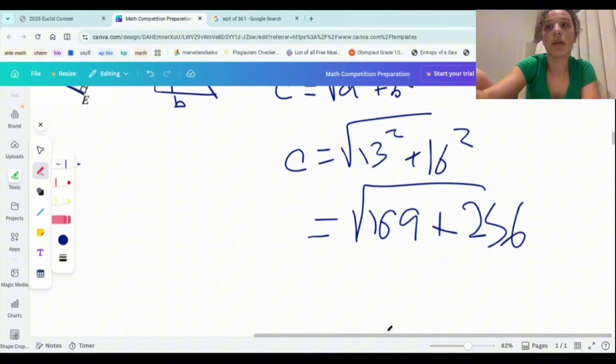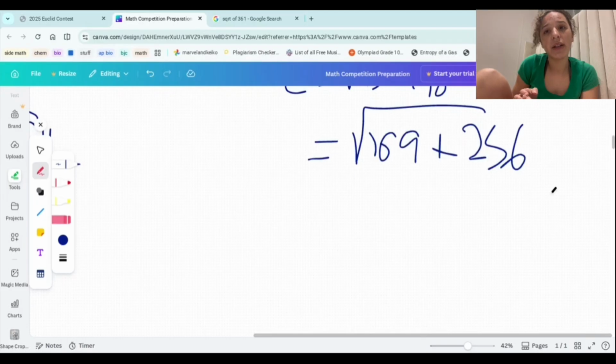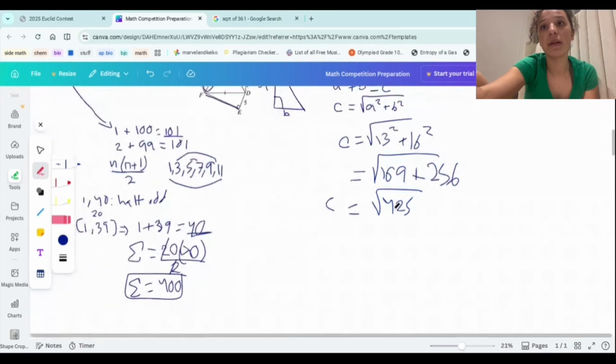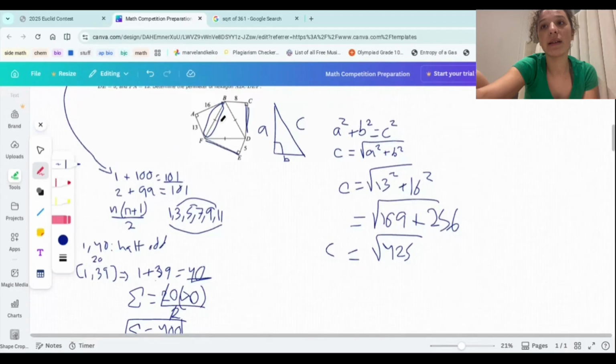I believe. So if I just try and calculate that for 16 squared, that's 12 times 20, 240 plus 16, 256. Okay, adding these up, I guess we're just gonna go mental math. So 200 plus 100, 300, 60 plus 50, 110, so 410, and then 9 plus 6 is 15, so 410 plus 15 is 425. So C is the square root of 425.